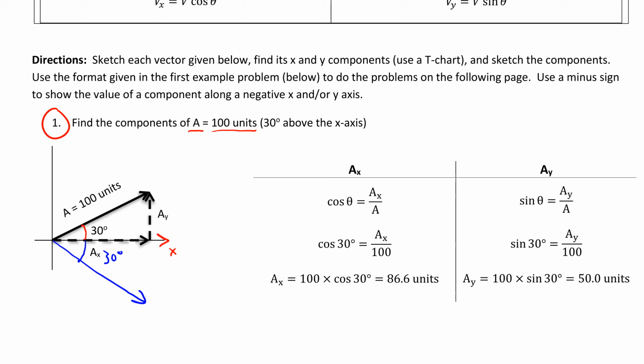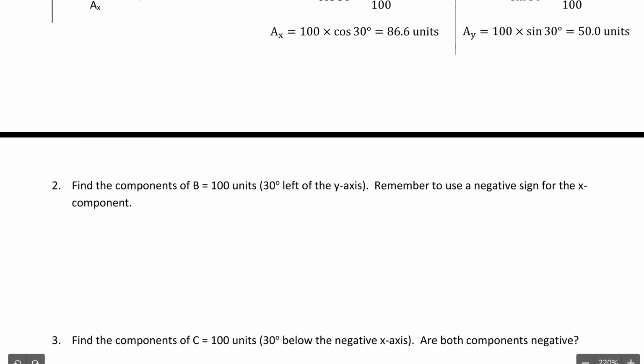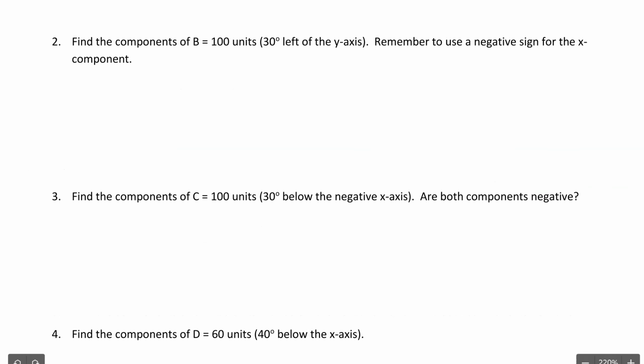And even 30 degrees to the right of the y-axis, well, here's the y-axis. 30 degrees to the right is this way. 30 degrees to the left of the y-axis is like that. You get the idea. And then you could even have the negative y-axis and the negative x-axis. So let's do number 2, because number 1 was done for us.